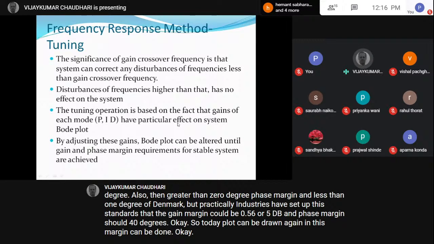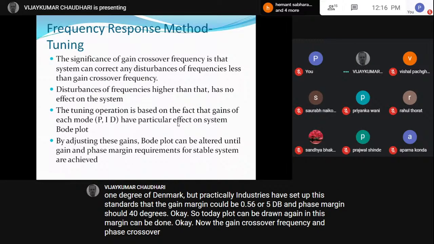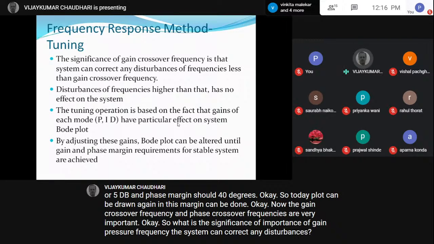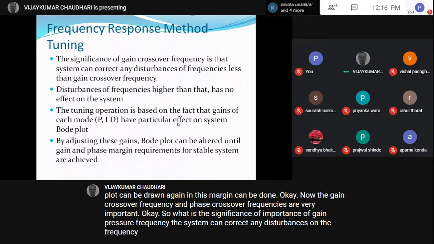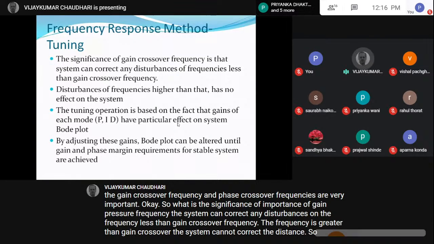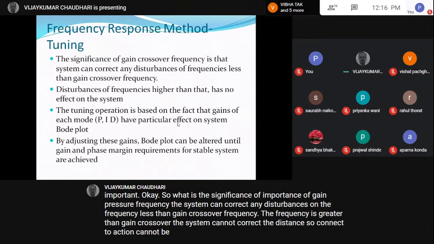Now the gain crossover frequency and phase crossover frequency are very important. So what is the significance of the gain crossover frequency? The system can correct any disturbances of frequency less than the gain crossover frequency. If the frequency is greater than the gain crossover, the system cannot correct the disturbances. So corrective action cannot be performed by the system if the frequency is greater than omega GC.